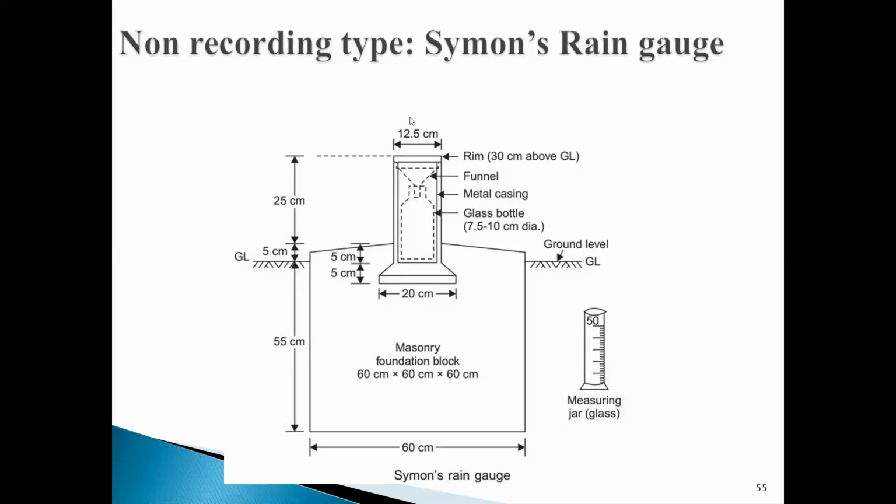So one has to record the rainfall data every day, one in the morning and one in the evening, and you have a measuring jar. Whatever amount of rainfall is collected here can be measured by this measuring jar, and the data have to be entered on a daily basis. This figure shows the non-recording type of rain gauge, that is the Simon's rain gauge.